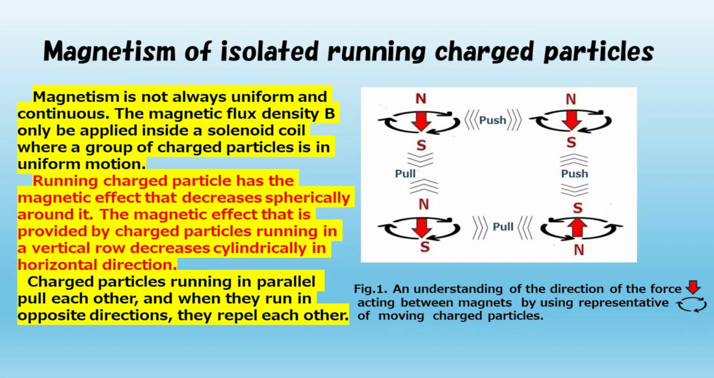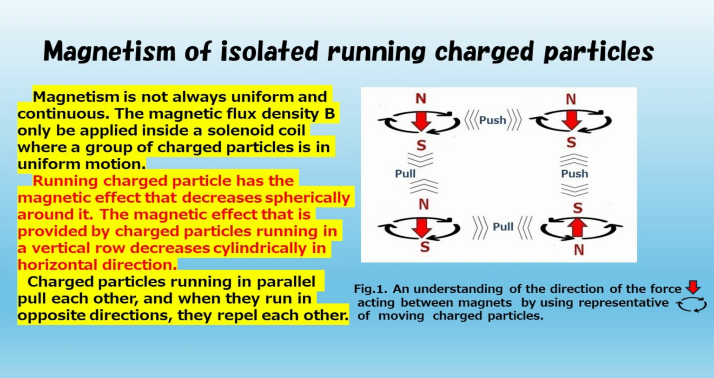Magnetism of isolated running charged particles. Magnetism is not always uniform and continuous. The magnetic flux density B can only be applied inside a solenoid coil where a group of charged particles is in uniform motion. A running charged particle has a magnetic effect that decreases spherically around it. The magnetic effect provided by charged particles running in a vertical row decreases cylindrically in the horizontal direction.